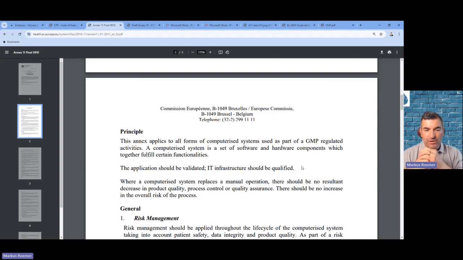So a computerized system is a set of software and hardware components, a combination of that, which together fulfills certain functionalities. So we keep it in mind. A computerized system is a set of software and hardware.